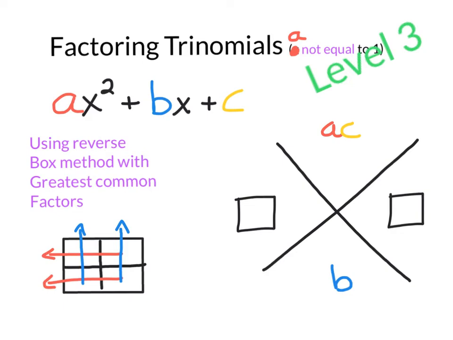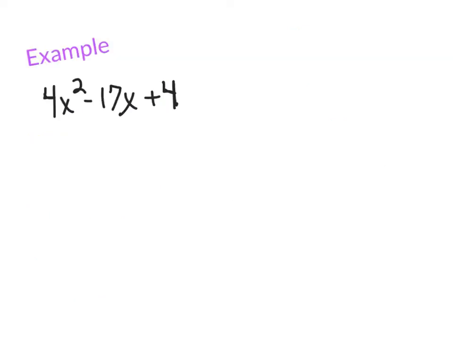Okay, this video lesson is our part 3, our last part of factoring trinomials when a is not equal to 1. This will be level 3. All right, so we're going to jump right into an example. This example says 4x squared minus 17x plus 4.